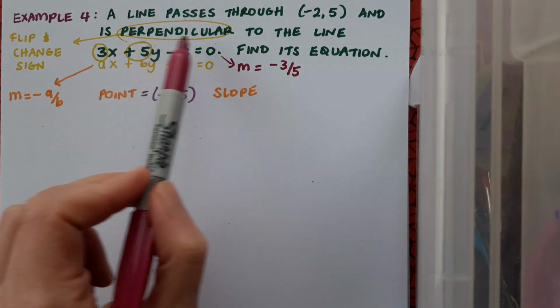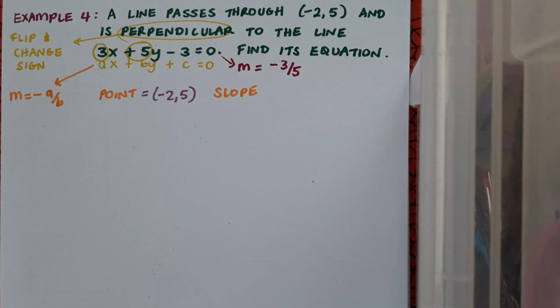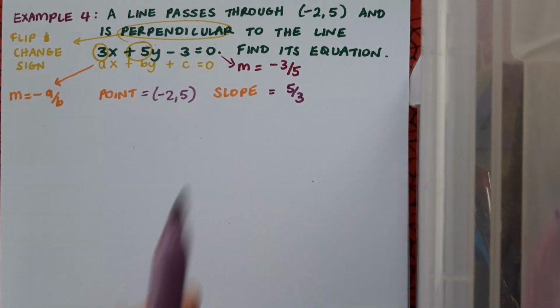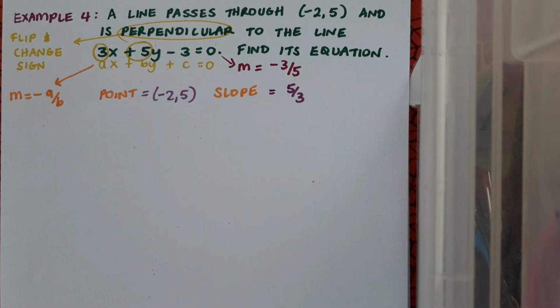So now that I have that slope, well, that's good, but it's not quite the slope that I want because I want the perpendicular line to this. So I want to flip that guy over and change its sign. So I'll flip it over and it'll become 5 over 3. And I'm changing its sign, so it was negative and now it's positive. Okay, now I have my point and my slope. I can proceed to get the equation of the line.